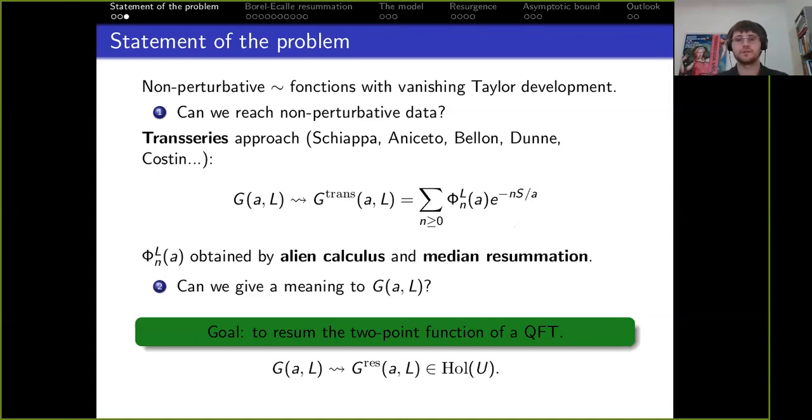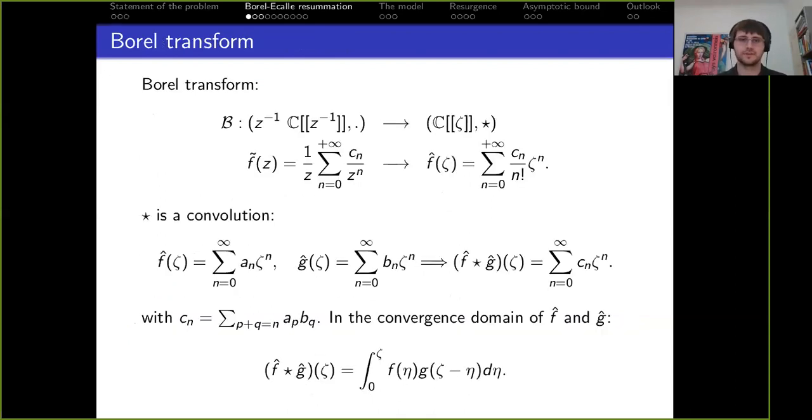I really want to focus on the second question, how to give a meaning to this formal series. So my goal, very precisely said, is from this formal series that is a two-point function of a QFT, I want to associate a real honest function that is holomorphic in some open domain in the complex plane. And the method with which I want to do that is the so-called Borel-Ecalle resummation method.